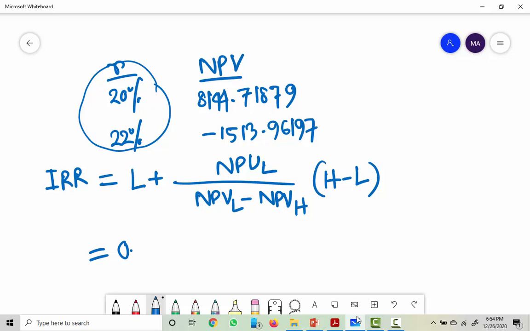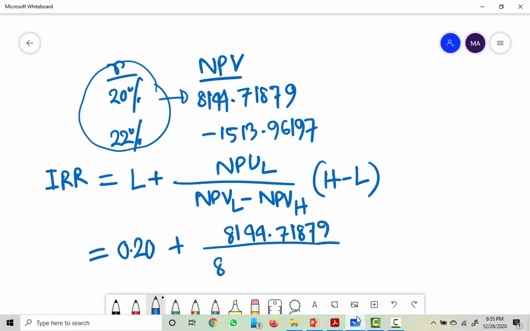So 0.20 plus NPV at lower rate. So this is the NPV at lower rate: 8144.71879, and this will also be in the denominator. Always remember, the positive NPV should be in the numerator, and you should also write the positive NPV in the denominator like that, and then minus NPV H.